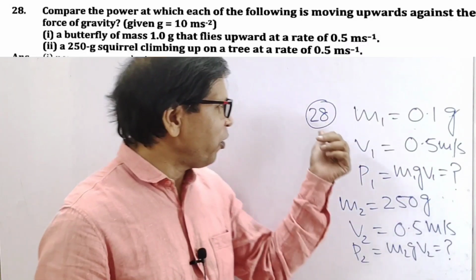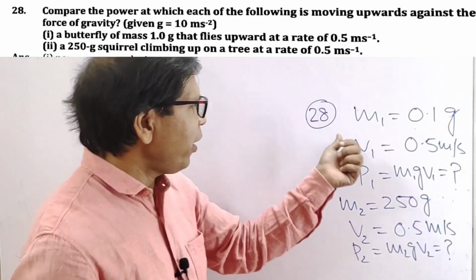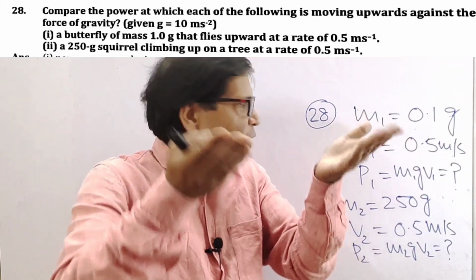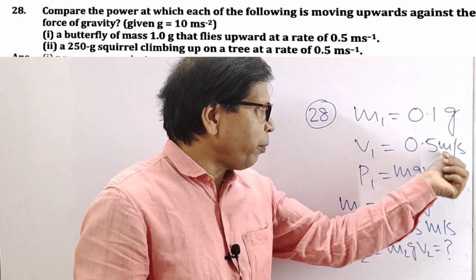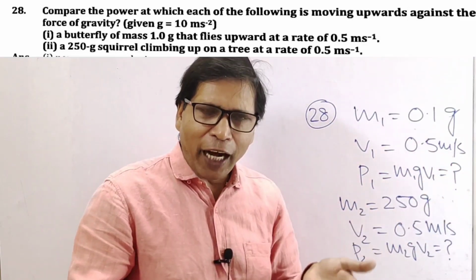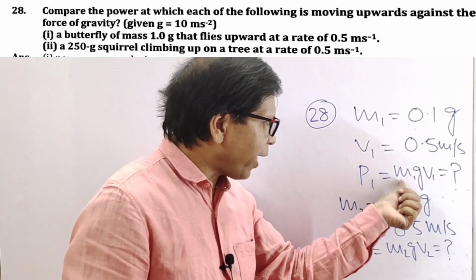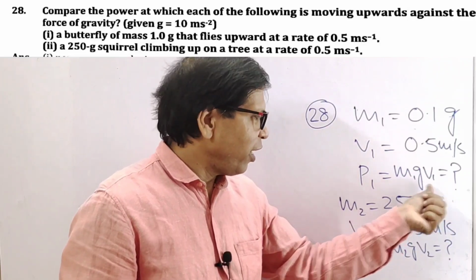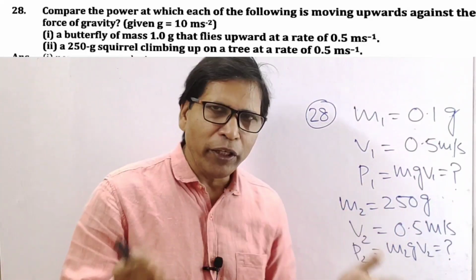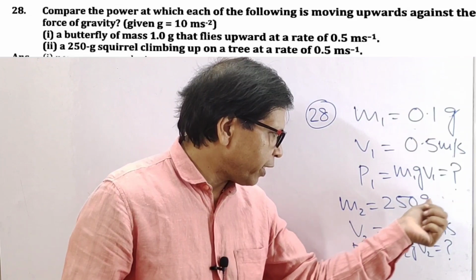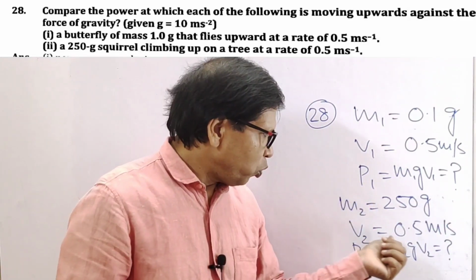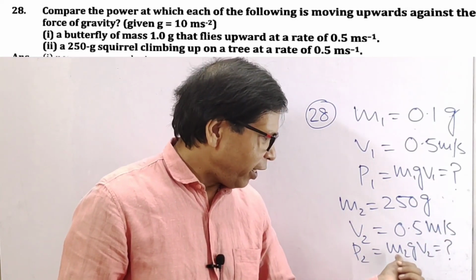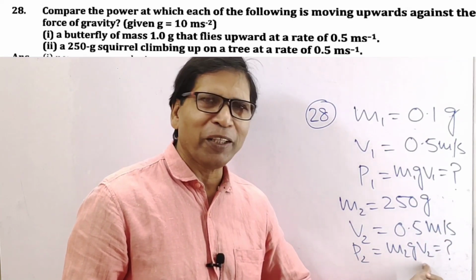Okay, next. Now NCERT 28. A butterfly of mass 0.1 kg moving upward with velocity of 0.5 meter per second. For its upward motion, the force acting on it is m1g. So here force into velocity. Now second question, a squirrel of mass 250 gram moves up with 0.5 meter per second. We have to calculate power, m2 into g into v2.